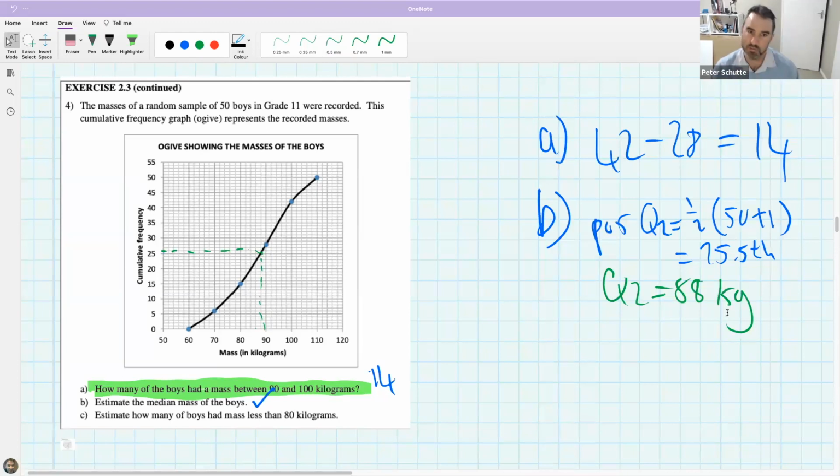So that is some pretty heavy boys. I mean, that seems pretty chunky to me, but maybe it was a rugby team or something.